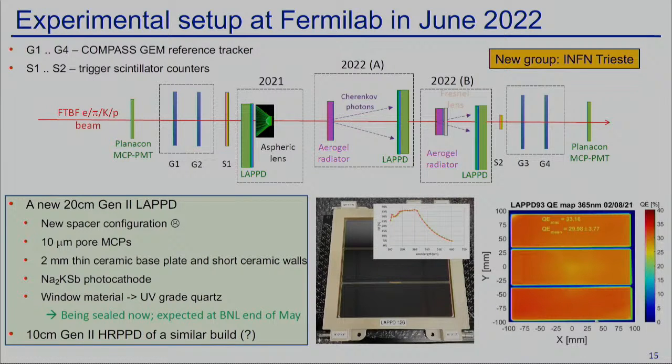But as Sylvia pointed out, the EIC timelines are such that we cannot allow ourselves to lose a year of beam tests, a one-year cycle. And maybe, just maybe, we will be getting HRPPD as well, which is a 10 centimeter flavor of the LAPPD.